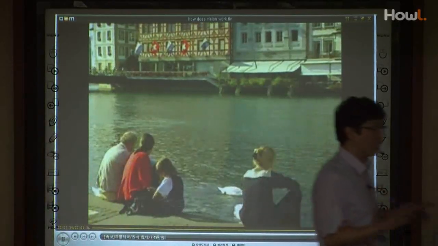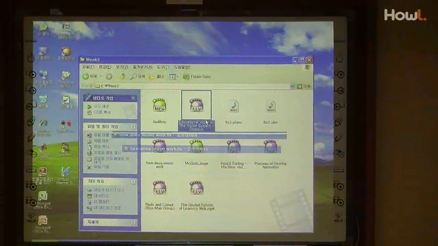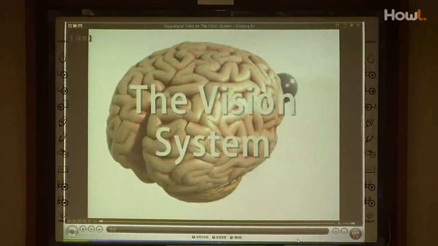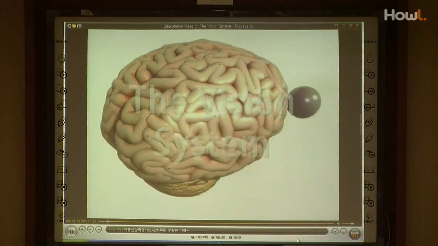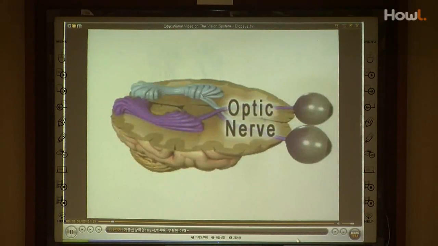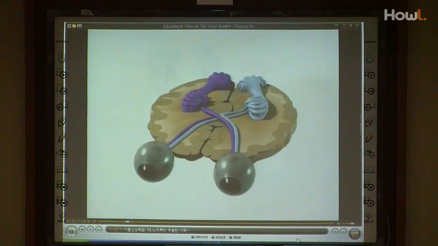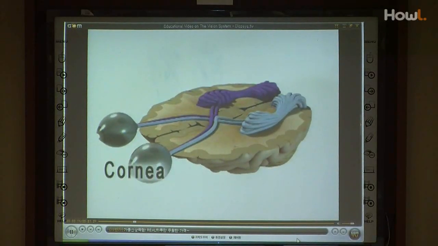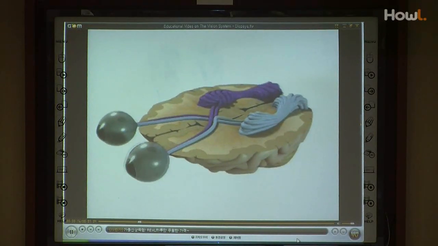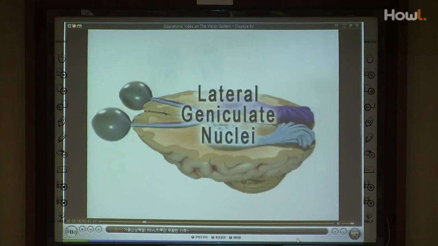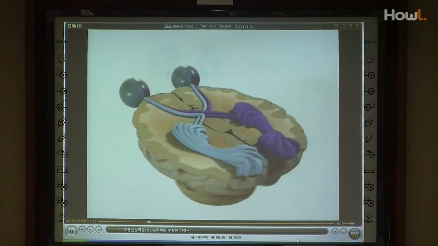Okay, that is the basic anatomy of our human eyes. This is more detailed information on how our vision system works. The retina in the back of our eye is the most important part of visual perception. The cornea is not as important for us. That is the optic nerve.